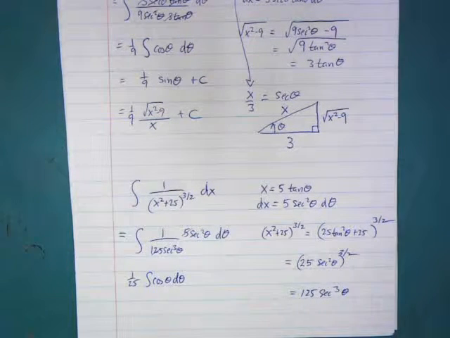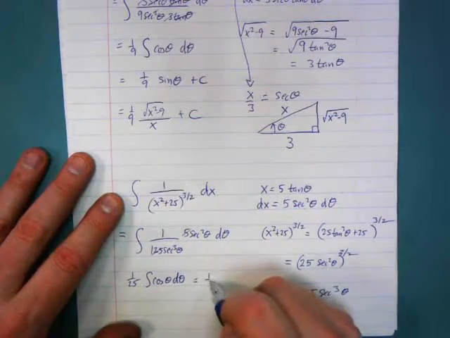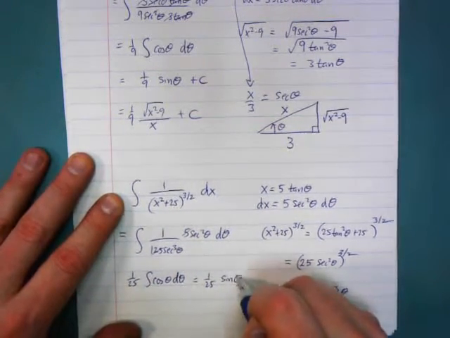So again, our powers of trig for these last two problems have worked out very nicely. We get very, very easy integrals. We don't have to do some of our tricks for powers of trig. All right, so we have 1/25 sine theta plus c.